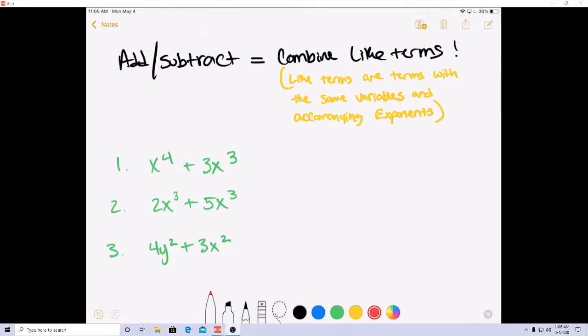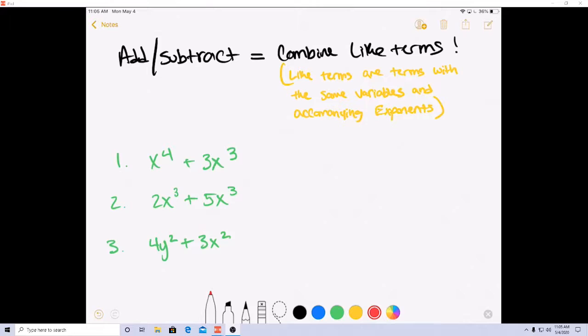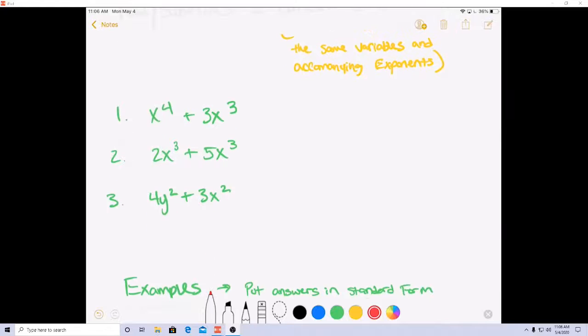But the first thing I ask you to do on this section is pretty simple. I ask you to add and subtract them. Okay, when you add and subtract, you combine like terms like we always have. Now you need to understand what makes something a like term, because now we're dealing with multiple variables, super high powers, so it's not as simple as it was before, but it actually really is. Like terms are terms with the same variables and accompanying exponents. So what's that mean? Well, it means, like on this first example, I can't add these two things together.